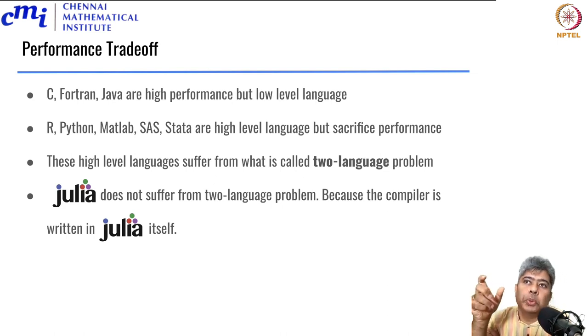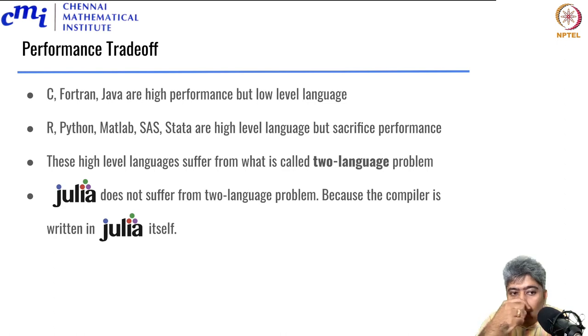So if you really want to write a very fast program in Matlab, then what you have to do is write the core program in C or Fortran, and then call that C or Fortran function in Matlab or Python or R using a C call or Fortran call. But Julia does not suffer from the two language problem because Julia is not an interpreted language. Julia is a compiled language.